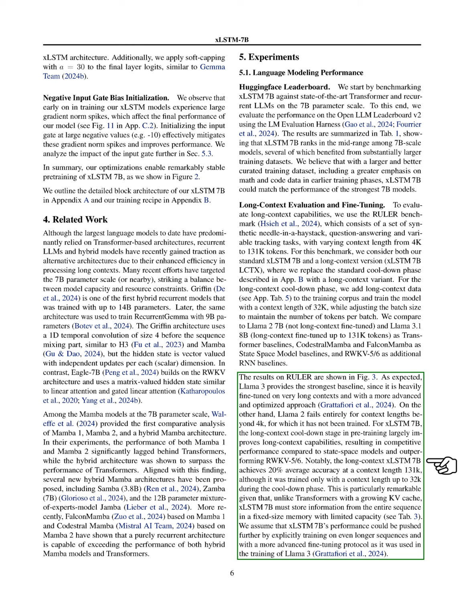xLSTM-7B achieves an average accuracy of 20% at a context length of 131,000 tokens, despite being trained only up to 32,000 tokens during the cooldown phase. This is impressive, especially since xLSTM-7B must manage all information in a fixed-size memory, unlike transformers that can expand their memory. We think that further training on longer sequences and a more advanced fine-tuning approach, similar to that used for Llama 3, could enhance xLSTM-7B's performance.